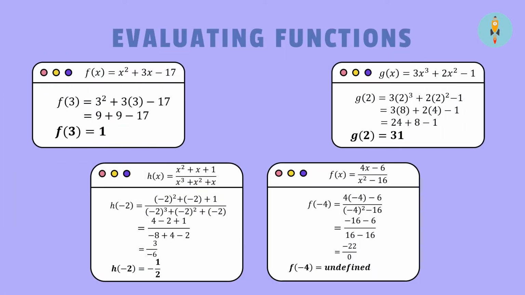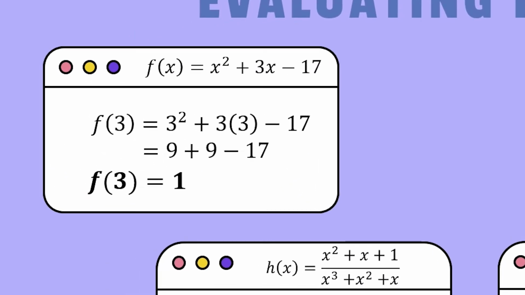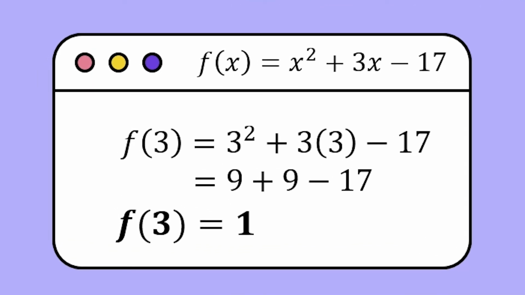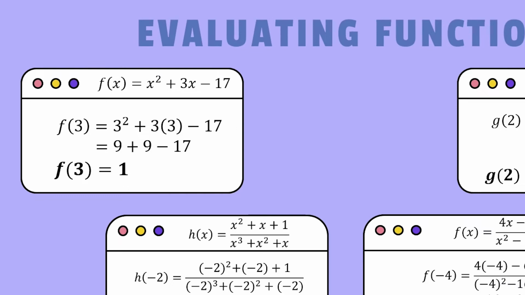Find the value of each function at a given value of x. F of x is equal to x squared plus 3x minus 17, where x is equal to 3. So f of 3 is equal to 3 squared plus 3 times 3 minus 17. F of 3 is equal to 9 plus 9 minus 17. F of 3 is equal to 1.